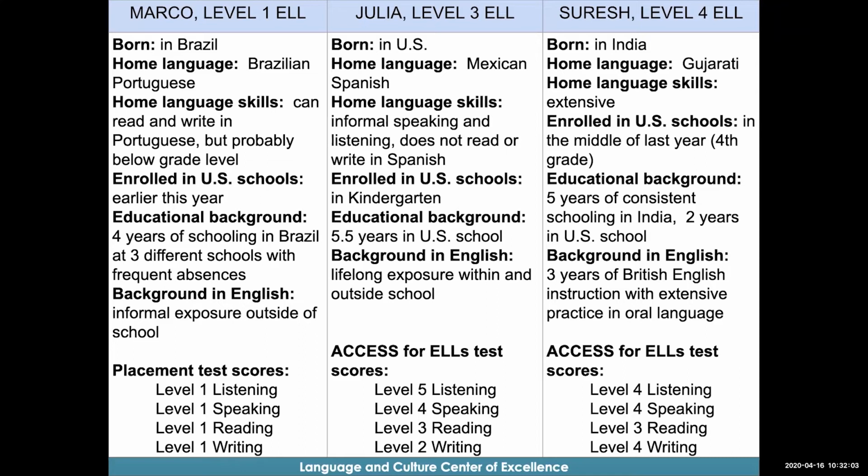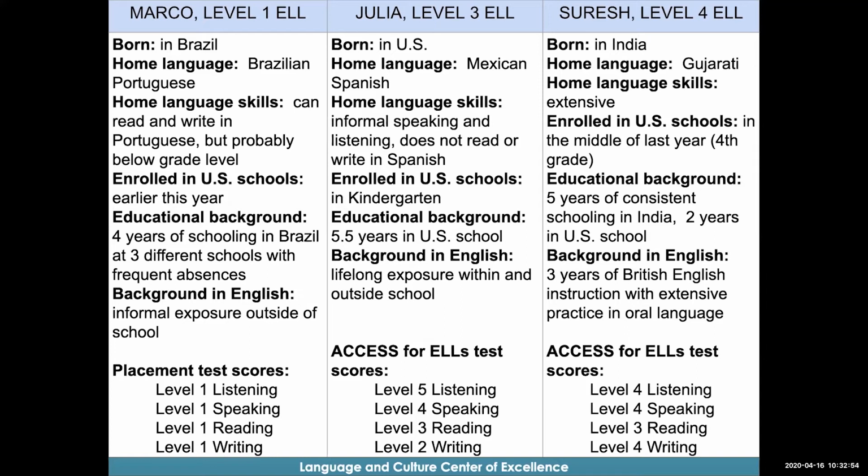So what I would be doing is examining the students' results from their ELP assessments. You would be looking at Julia and Suresh, because they might have 2 totally different profiles, which they do. They have totally different home languages, but they have very similar access for ELL test scores down at the bottom. So I would be grouping them, because I can group them similarly when I'm teaching them.